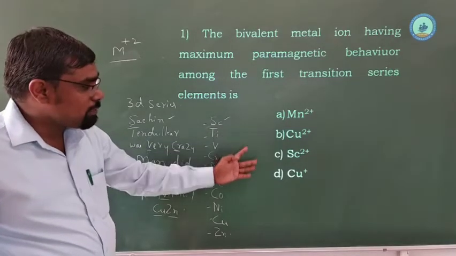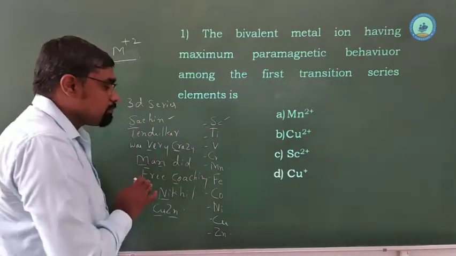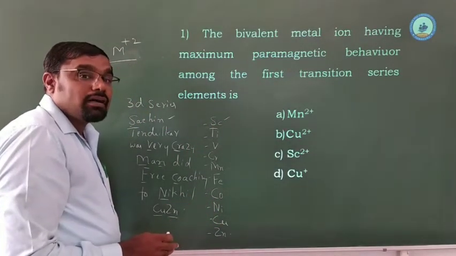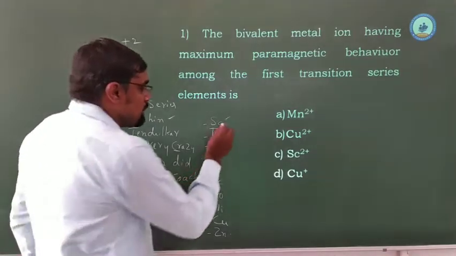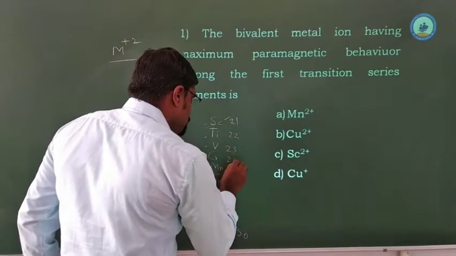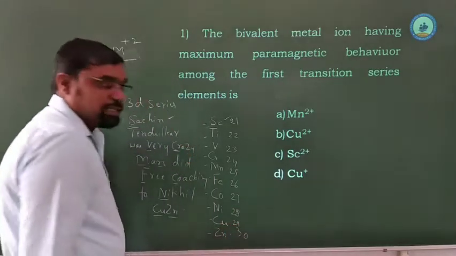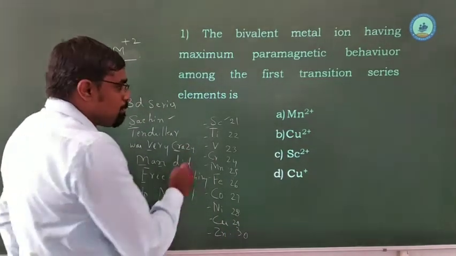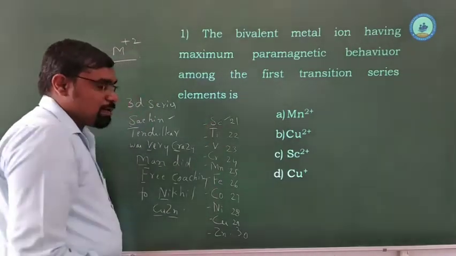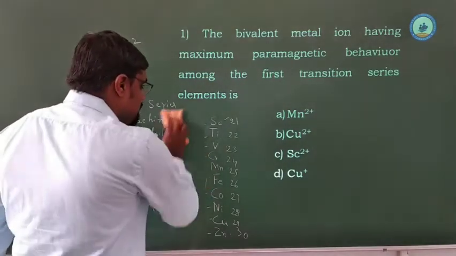First we have to understand how many electrons are present in this one. If you know these elements, first you should concentrate on the atomic numbers of these elements. They go from 21 to 30: 21, 22, 23, 24, 25, 26, 27, 28, 29, 30. Scandium, titanium, vanadium, chromium are the elements having these different atomic numbers. Then how to write the electronic configuration is also very, very important for this one.